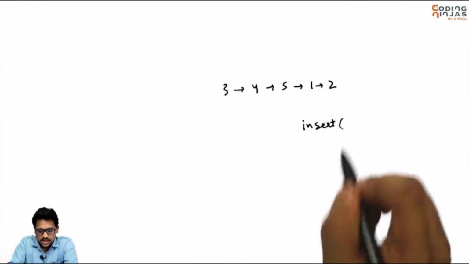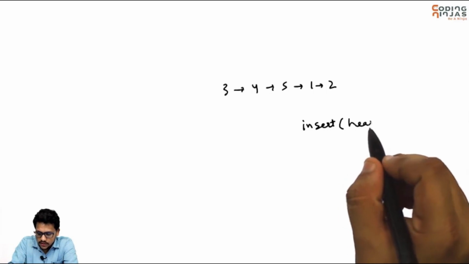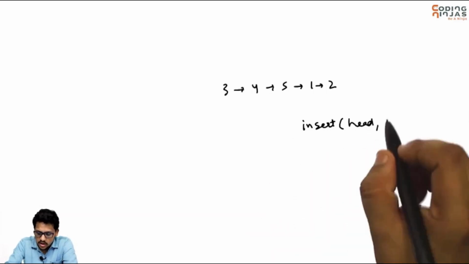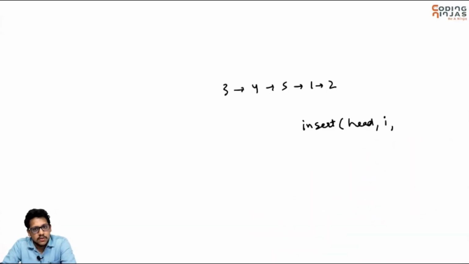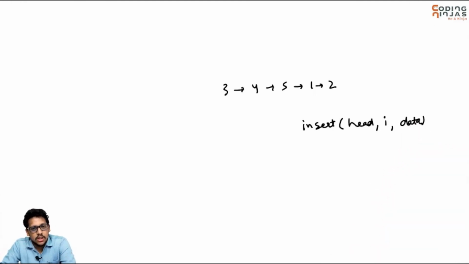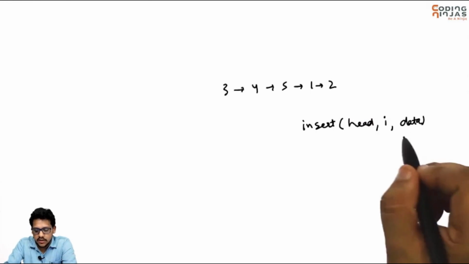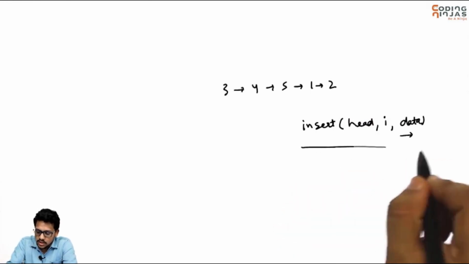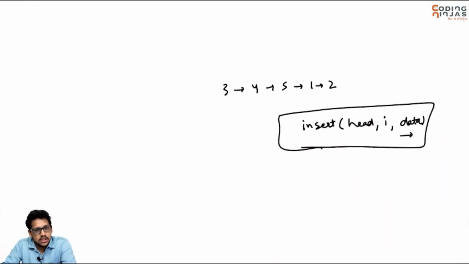You are given a linked list, that means you are given the head of a linked list in which you have to insert an element. The position, the ith, is given to you, and the data with which a new node will be inserted in this linked list is given to you. Okay, so you have to insert this data in the linked list.